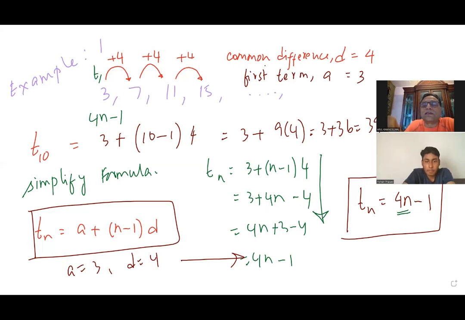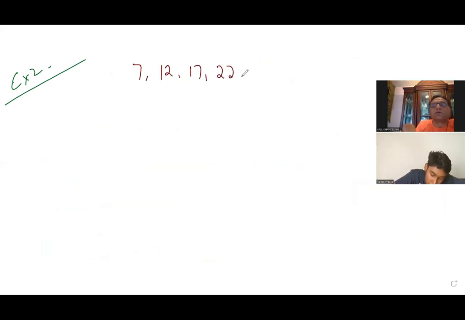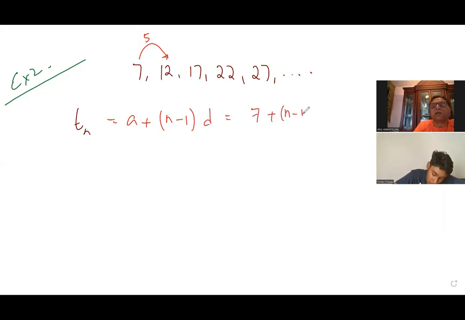Let me take another example to illustrate. Example 2. So let's write down 7, and then let's add 5 to it, right? 7, 12, and then 17, 22, 27, and so on. Can you give me the general formula Tn? We know it is being added by 5, right? So generally you will say a plus n minus 1 times d, which is 7 plus n minus 1 times 5. And then you will simplify.